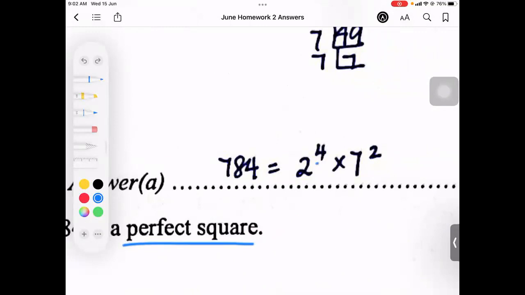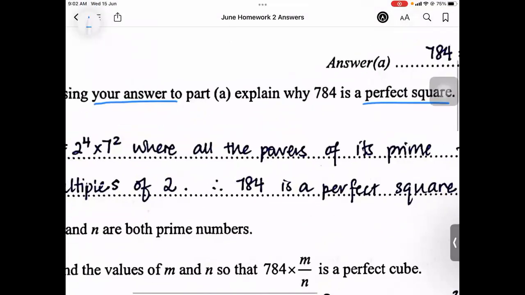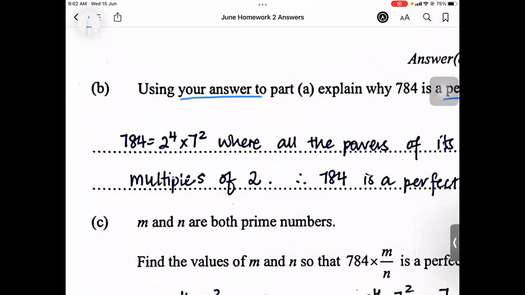If it's a perfect square, the powers of the prime factors are all multiples of 2, even numbers. Because when we do square root, we need to have something times something, right? So the power must be able to be equally divided by 2. Okay, so the correct answer for this kind of question should be: 784 can be represented as 2 to the power of 4 and 7 squared.